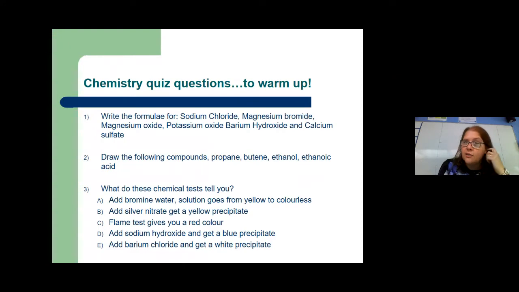Okay, so I've got a little quiz for you to warm yourselves up a little bit, get you thinking about chemistry and what you might have learned at GCSE. There are 3 questions here for you to think about. One is to do with writing formulae, one is to do with drawing some organic compounds, and one is to do with some chemical tests. I'll give you a couple of minutes, while other people are joining us, to think about what you already know about chemistry.